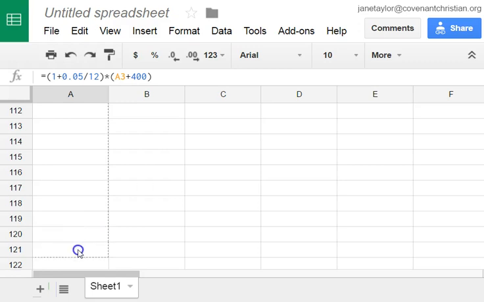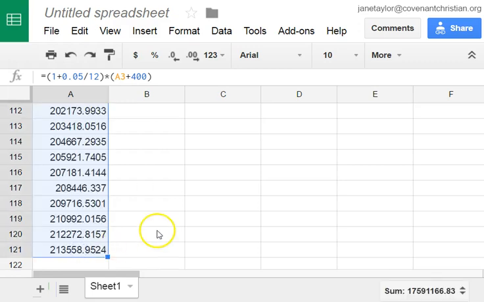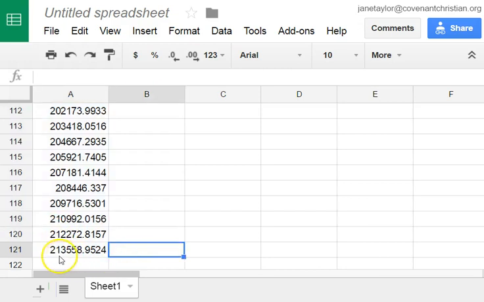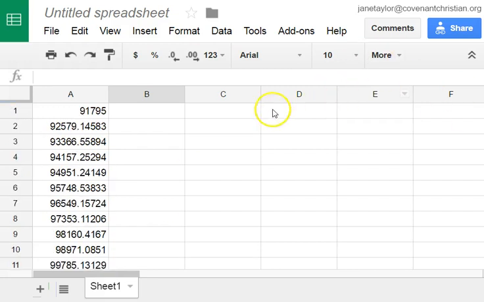So going down to 121, this tells me then at the end of 121 months, or 120 months, because that's the first plus 120, that gives me the 121. This is how much money I have total, $213,558.95.